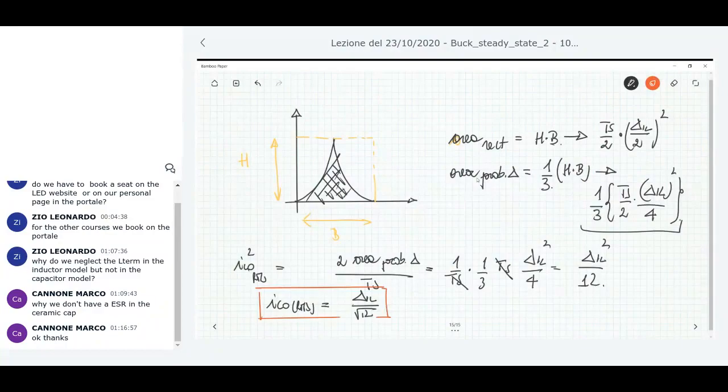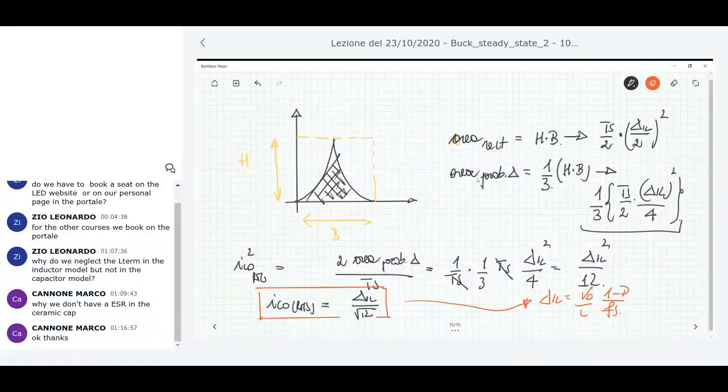This is the root mean square value of the output current. Delta IL is something that you already know. Okay? Delta IL is VO over L, 1 minus D over Fs.